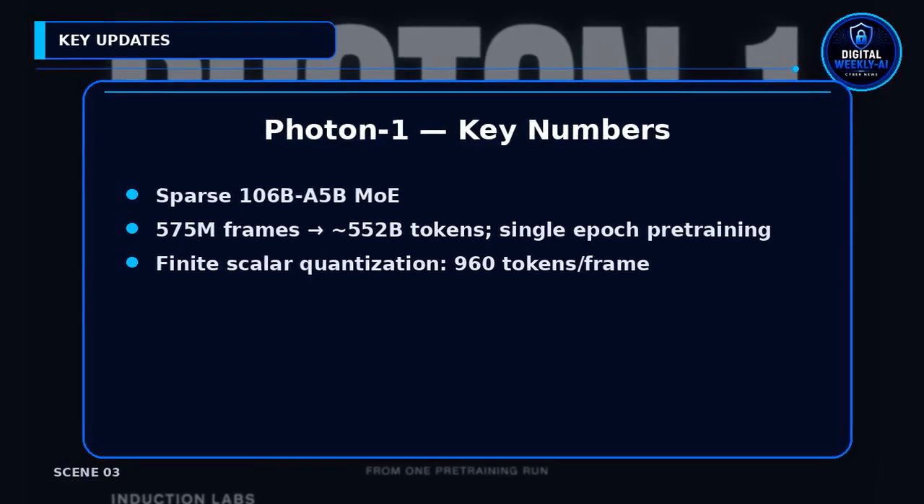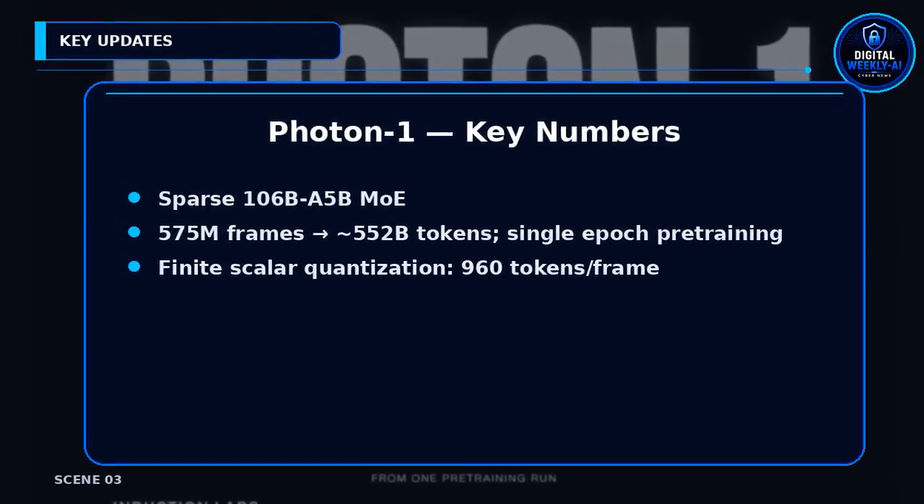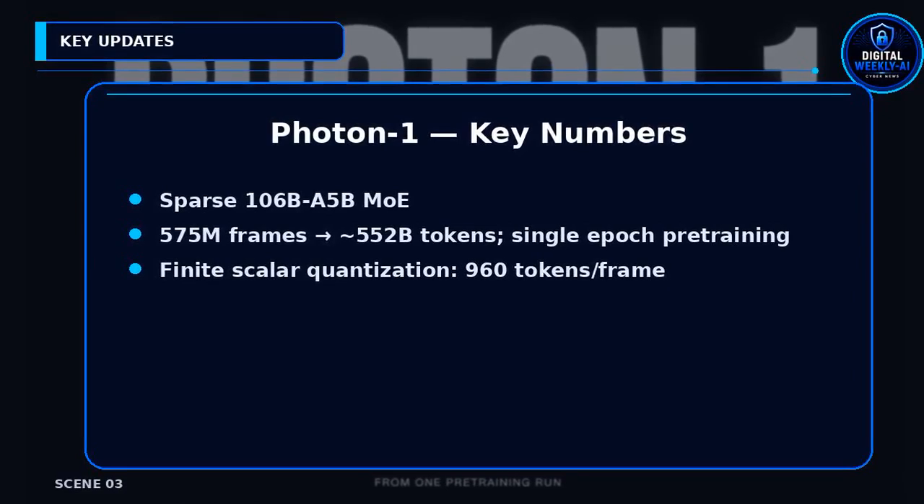Induction Labs released Photon 1, an imagination model, a sparse 106B-A5B mixture of experts transformer, pre-trained on 18 years of computer demonstration video. The filtered dataset is 575 million frames, sampled at 1 frame per second, about 552 billion tokens. Photon 1 was pre-trained for a single epoch. Frames are compressed by finite scalar quantization into 960 discrete tokens. A differential latent encoder makes the latents describe differences between frames.